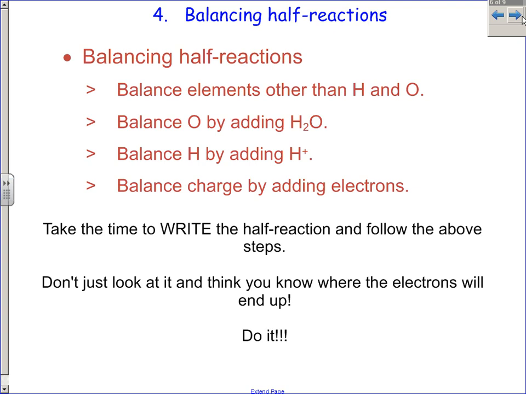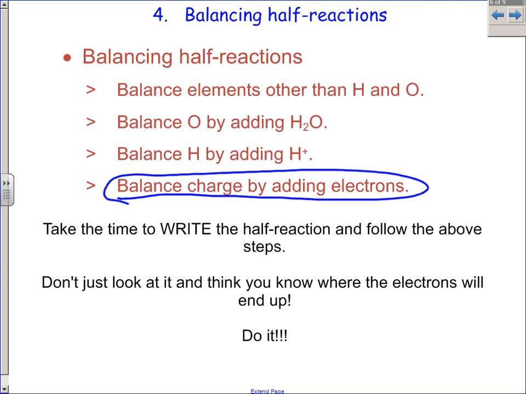Do it carefully, write it, write it, write it. Don't just look at it and think you know where the electrons are going to go and what's happening, how it's going to balance. Physically write it down. And remember, once you've got the first 3 steps done, you add the difference in charge between the two sides to the more positive side. That's how you decide how many electrons you add and where. And remember, write it out, do it. Don't do it in your head.